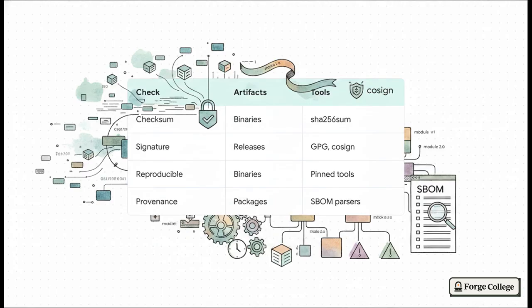Whether you're deploying exact byte-level smart contracts or massive container images, you've got to use the right tools for the job. For checksums on binary releases, you're typically using simple command line tools like sha256sum. For signatures, you rely on GPG or cosign. Reproducible builds absolutely require strictly pinned toolchains. And for provenance, basically tracking where every little thing came from, you are running SBOM parsers. SBOM, by the way, stands for Software Bill of Materials.